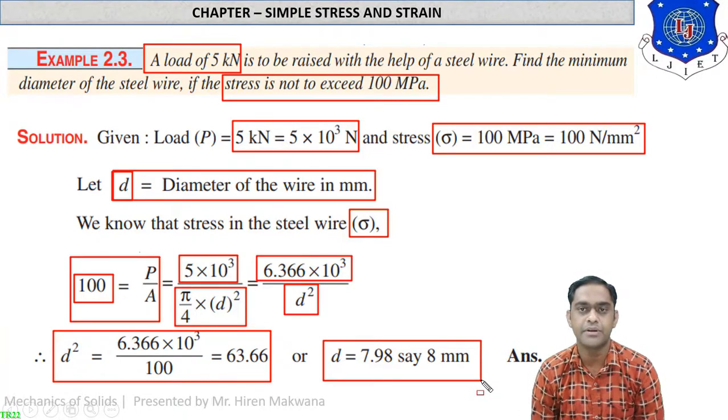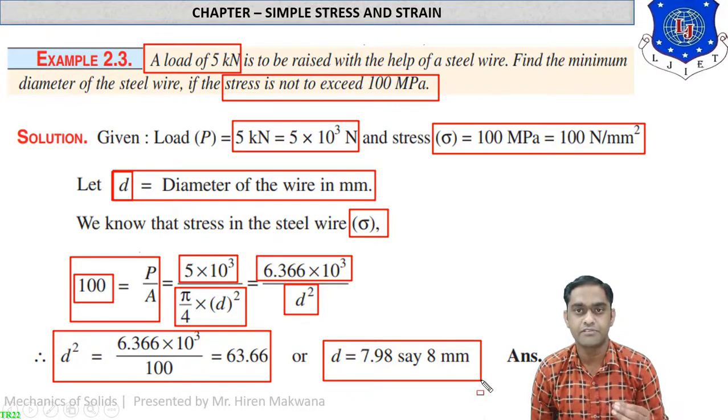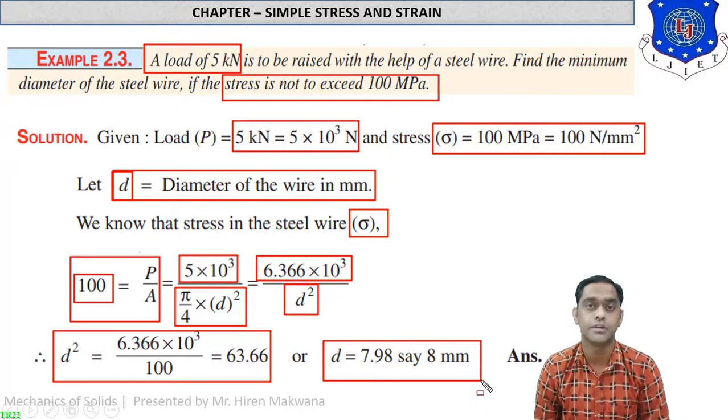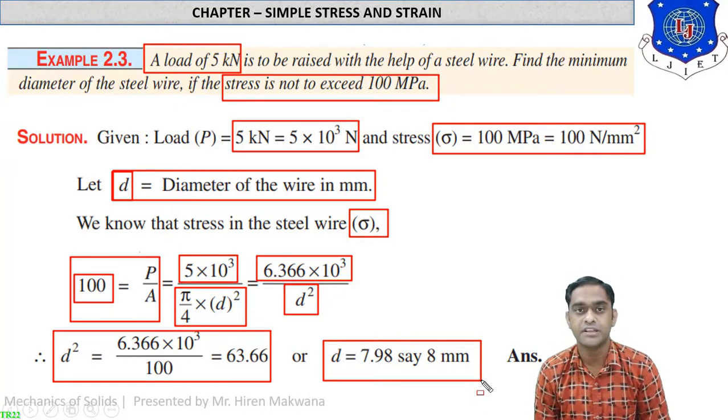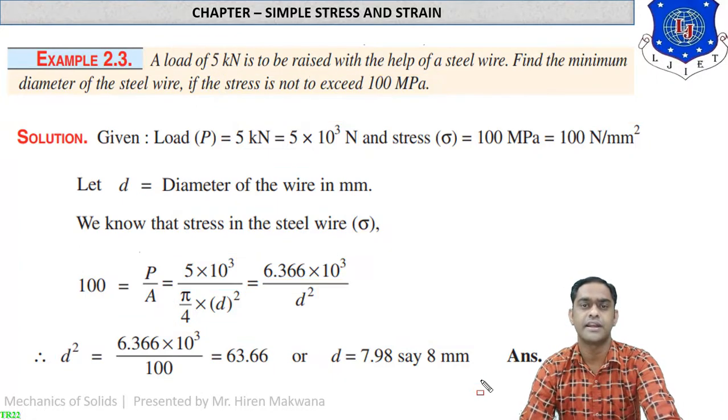8 mm diameter of wire is required to lift the load of 5000 Newton. So must remember this, 5000 Newton is a tremendous quantity of load which is just lifted by 8 mm diameter of wire. So it is very helpful to understand very simple practical problems in day by day use. Let us see another example.